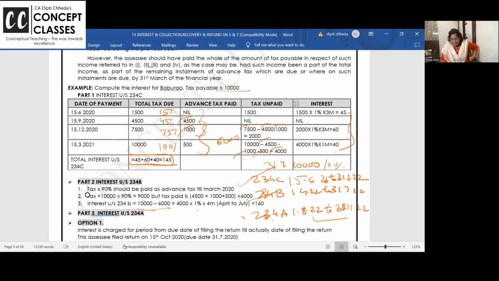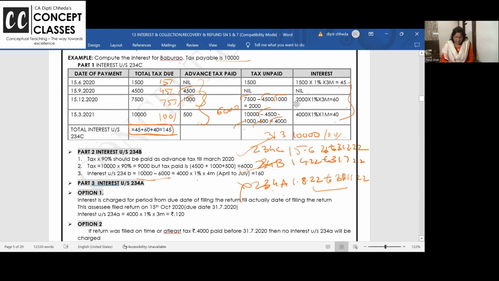15 July को return file किया तो ये नहीं आएगा. It's not necessary, dear students, that all the 3 interests will come. I may have paid 100% of my tax on time. Then 234C will not come. B will not come because I have paid 100% advance tax. But A will come. जो भी अगर थोड़ा tax होगा तो A will come. If A will also not come because I have paid tax in advance but I filed my return late, then fee will come. आएगा भी पीछे fees भी.